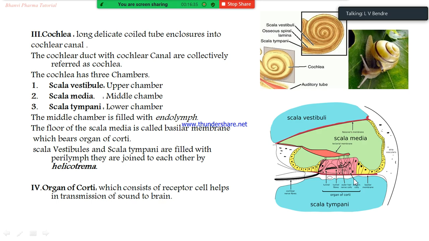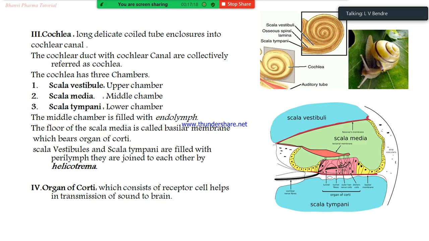You see the diagram: this is the organ of Corti, and this is the basilar membrane, and above it is the organ of Corti. Next, the scala vestibuli and scala tympani are filled with perilymph. Both the scala vestibuli and scala tympani are joined to each other by the helicotrema.